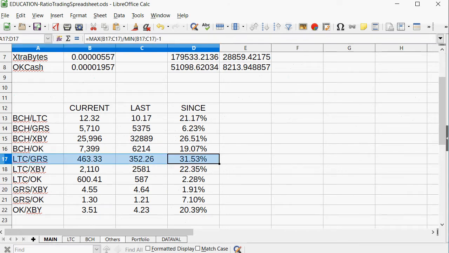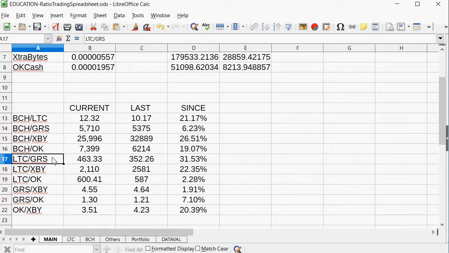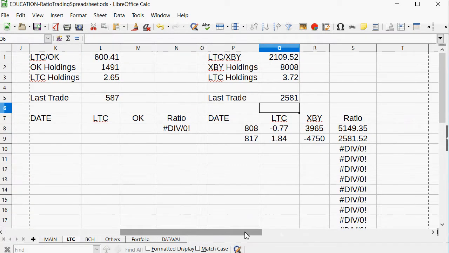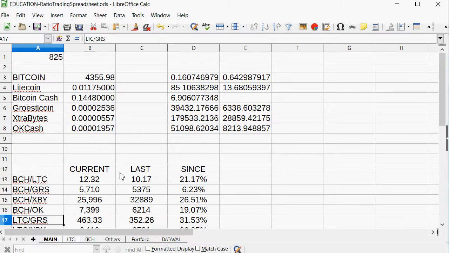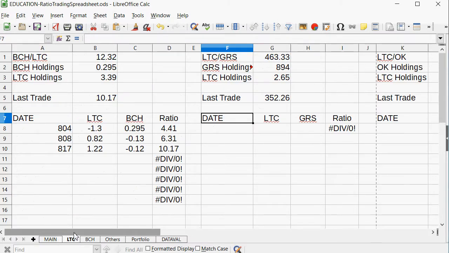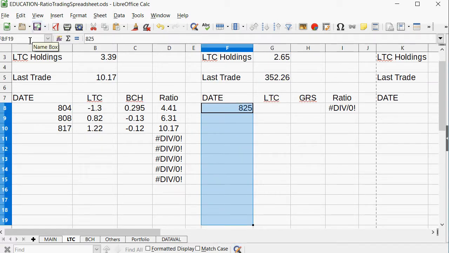So we have 30% here between Litecoin and GRS. It was 352, then it went up to 460. Okay, let's make sure this is adding up: column H, which is right, and this is adding column G. So that's right. First trade on that side on the date of 8/25. And we'll left align this.